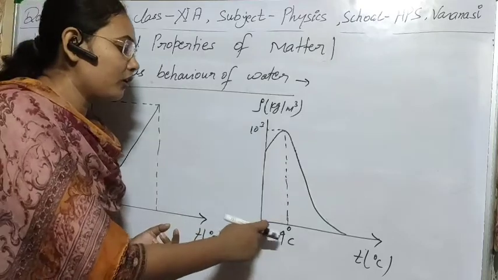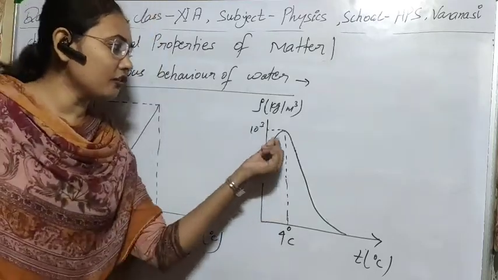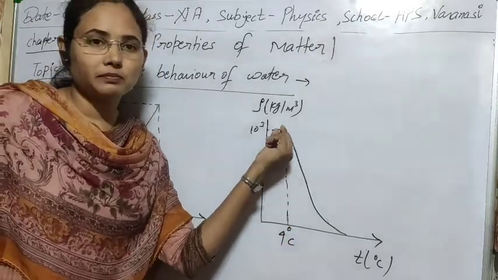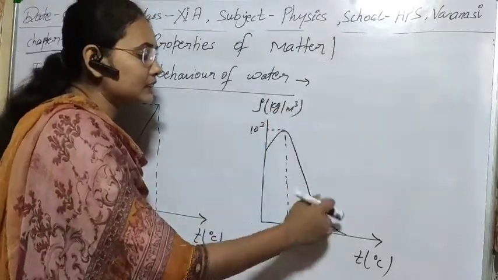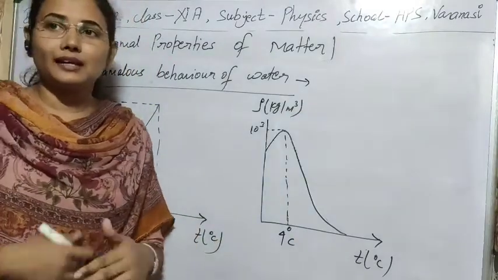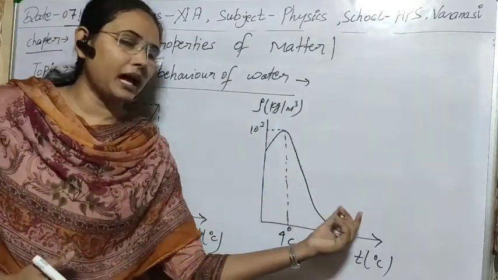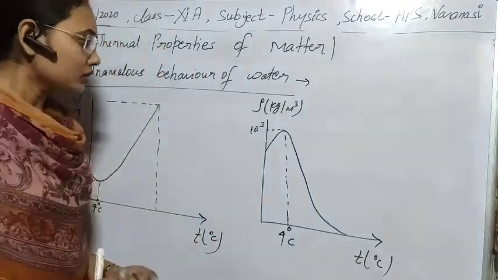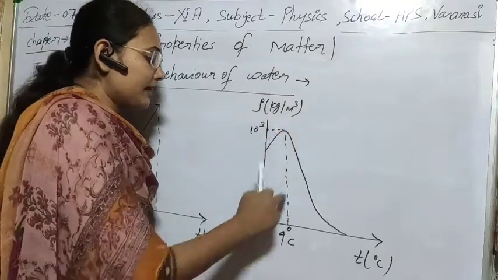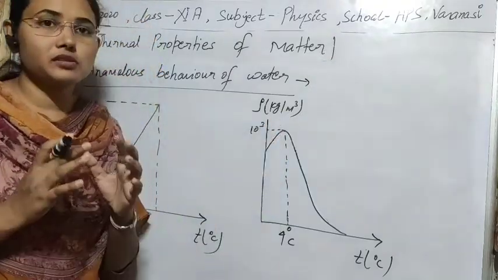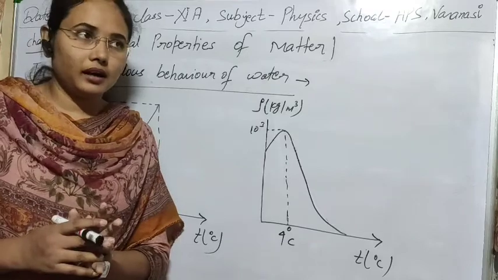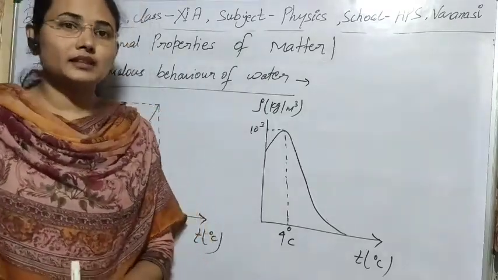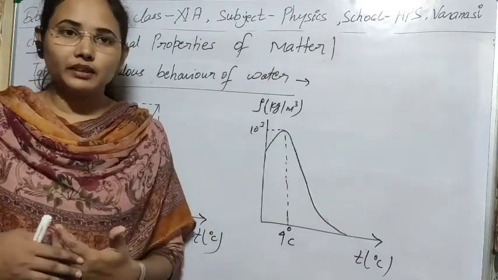For 0 to 4 degrees Celsius the density of water increases, and at 4 degrees Celsius it becomes maximum. After that, with increase in temperature, it starts to decrease as in other liquids. So this means at 4 degrees Celsius water becomes most dense. Means we can easily explain how in winter season aquatic animals can save themselves.